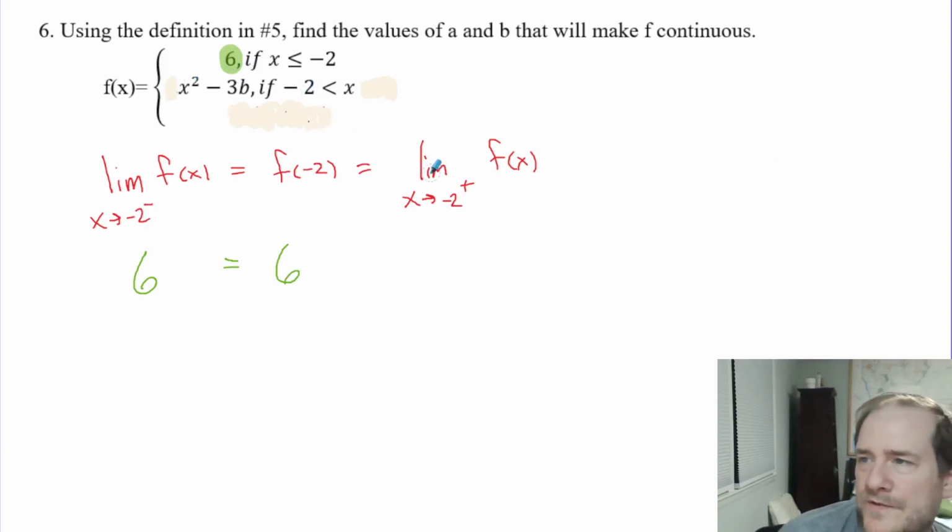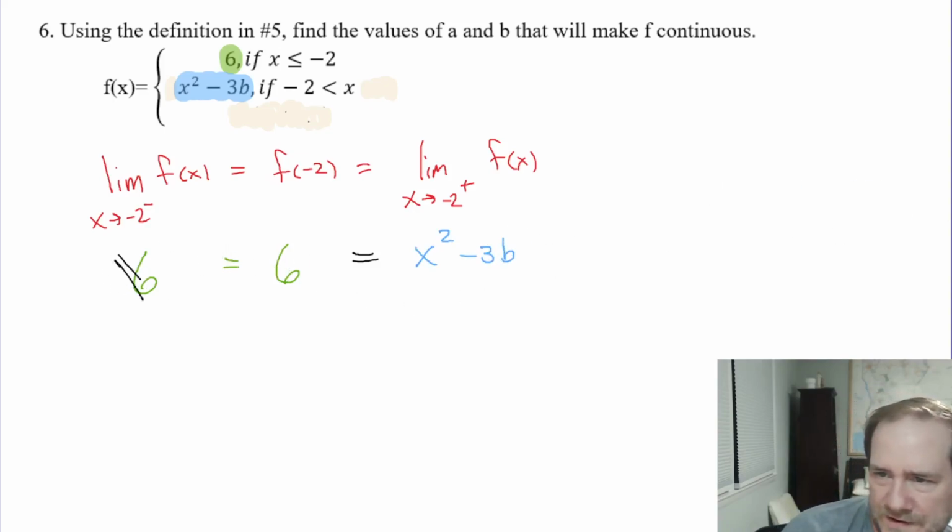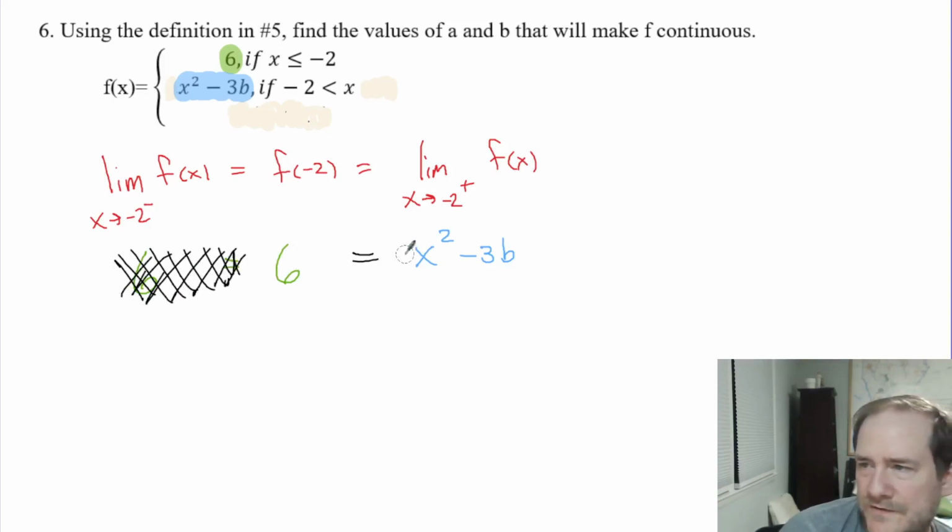Now, the limit as I approach -2 from the right means I need to be greater than -2. That's clearly the second guy. So that would come from this expression. So that means I could let this whole expression be the x squared minus 3b. And now the fact that I have 6 equals 6, I can kill this. And we can just think about the rest of this equation.